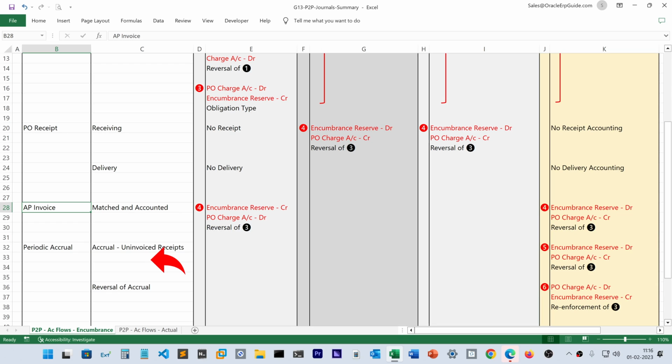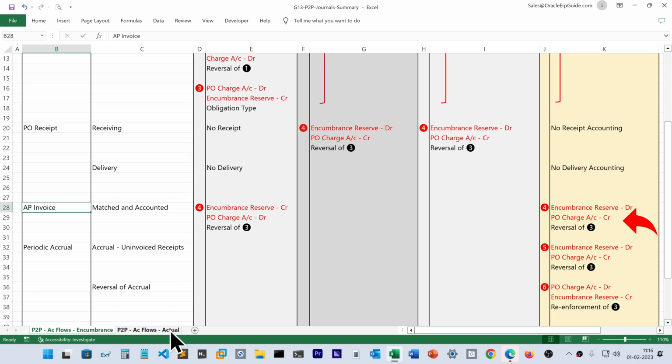If you carefully see here, this is an accrual of uninvoiced receipts. And we are saying that the invoice has already happened in the month itself. So it is a receipt which is no longer uninvoiced. It is an invoiced receipt. So this accounting will not happen for that. So the accounting cycle will end here at 4 for transactions where AP invoice happens before the end of the period. So this is all about the encumbrance.